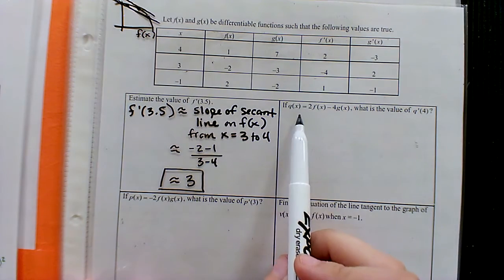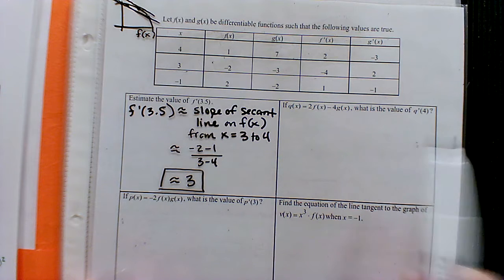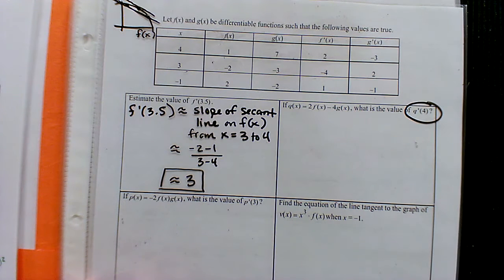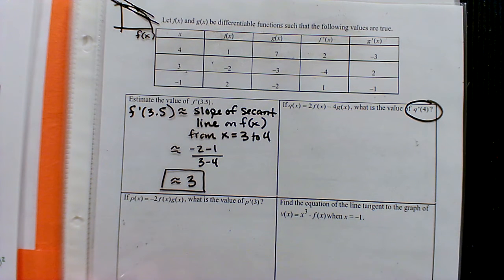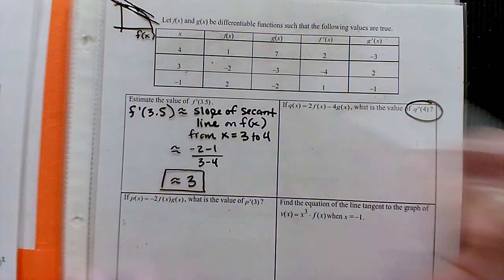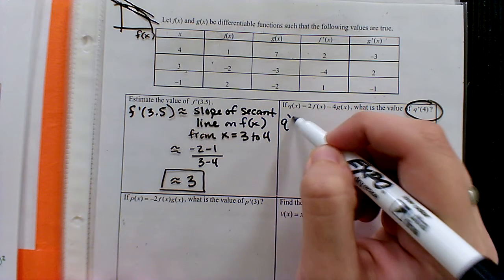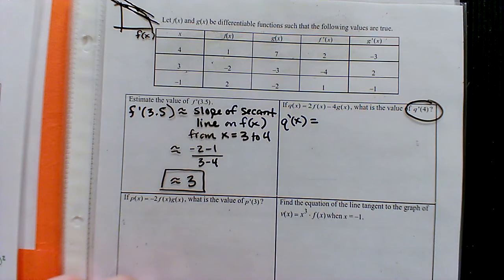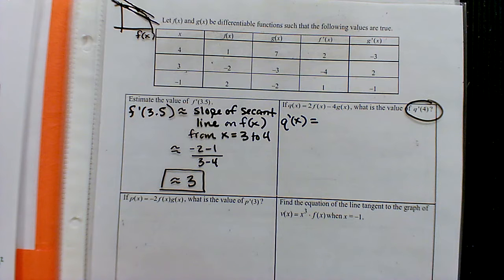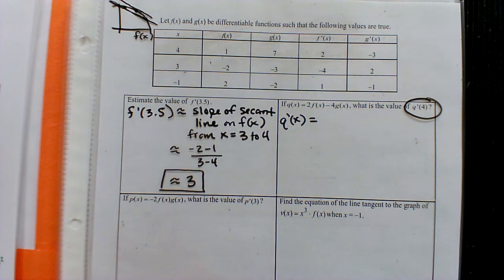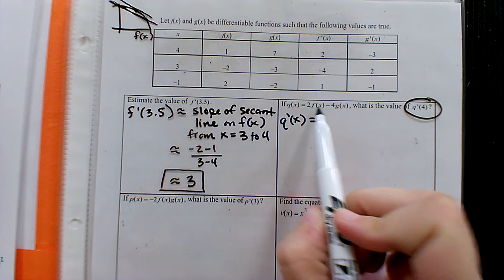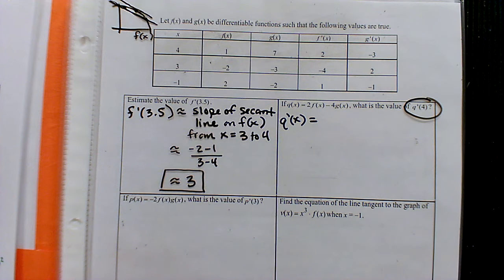If q of x is this equation, what is the value of the derivative of q specifically at 4? Okay, let's go ahead and try to tackle the derivative of the q equation. We don't really have equations per se, like polynomials or trig functions or whatever, to find the derivative of. We have function notation. So how might we represent the derivative of f in function notation wise?